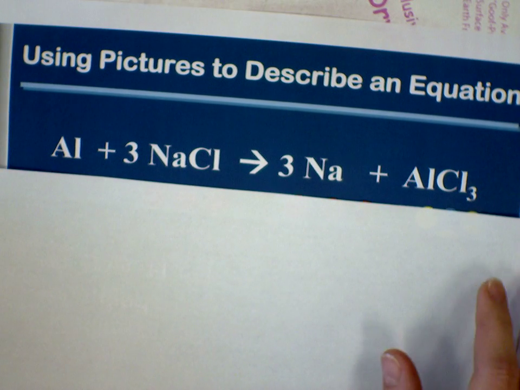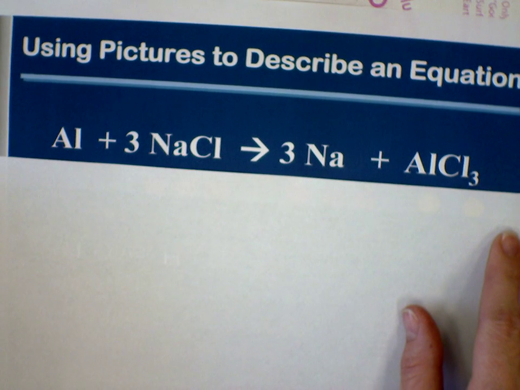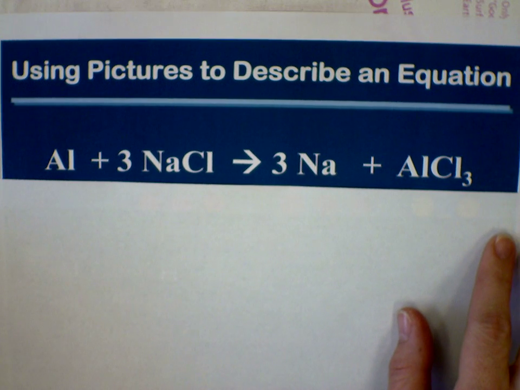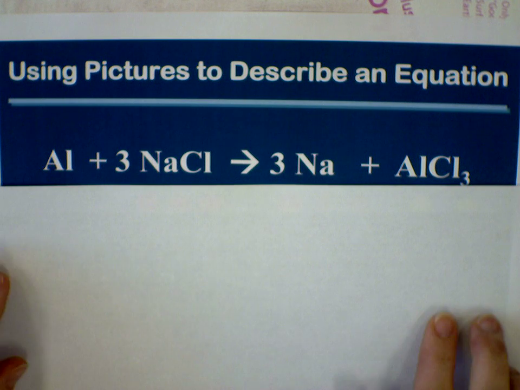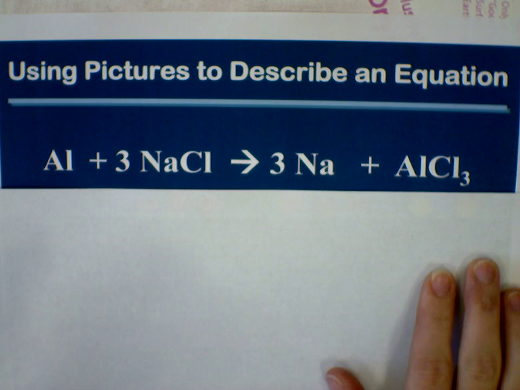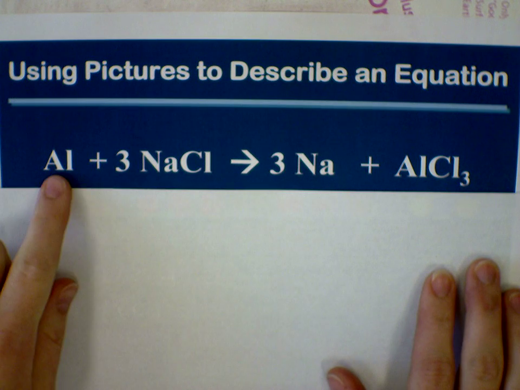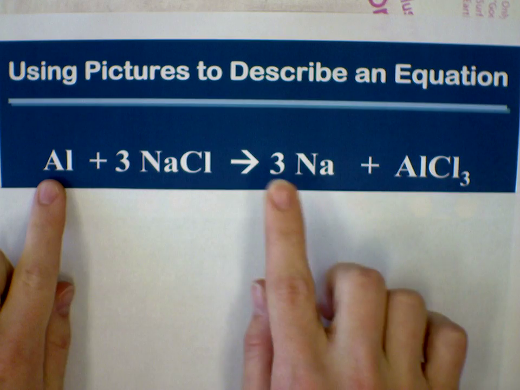All right, so we're going to use some pictures to describe an equation. Right now might be a good time to pause if you have some colored pencils or some other writing device that is different colored. You can also use different shading, different shapes, whatever you want to do to show the different elements in each of the substances. All right, so if I'm going to use pictures to describe an equation, I'm going to use different colors. So for aluminum, I'm going to have a color specific to it.